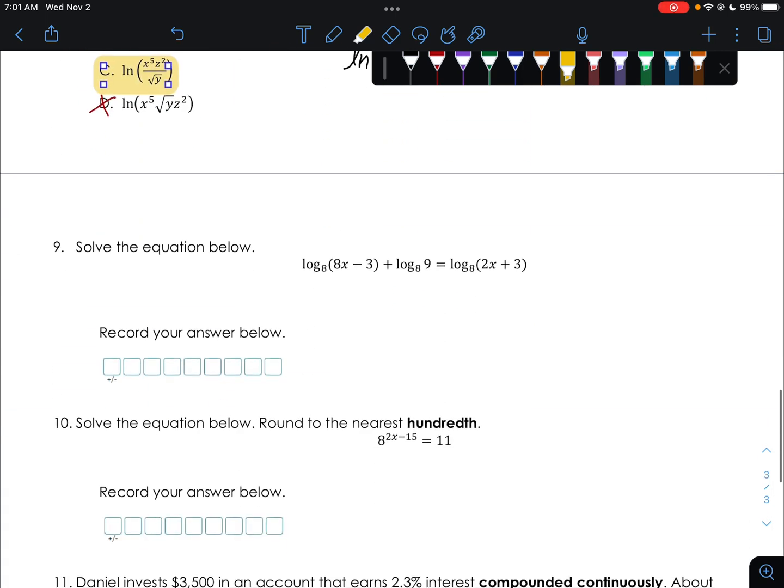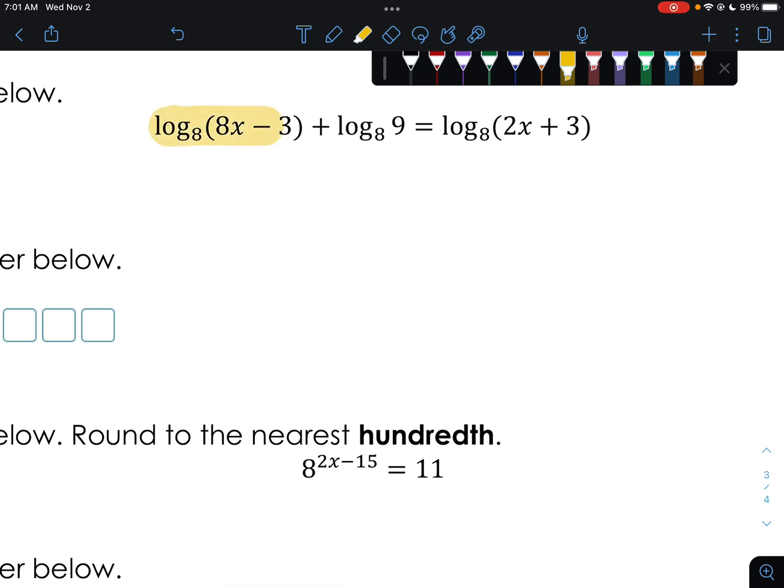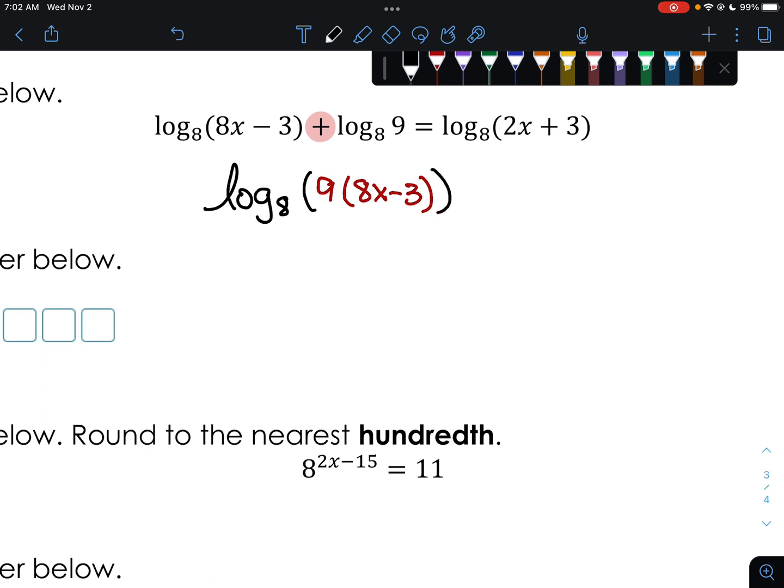Okay, looking at the next one, solve the equation below. So first thing we need to do is we see that we have 2 logs on one side. In order to be able to drop the bases, we have to condense it. So we're going to use the property that says if we're adding 2 logs, we can multiply them together within 1. So I have log base 8 of 9 times 8x minus 3, and it's going to be equal to log base 8 of 2x plus 3.